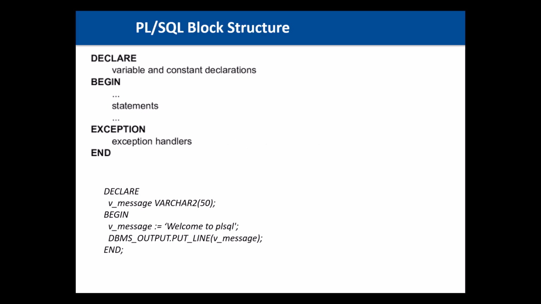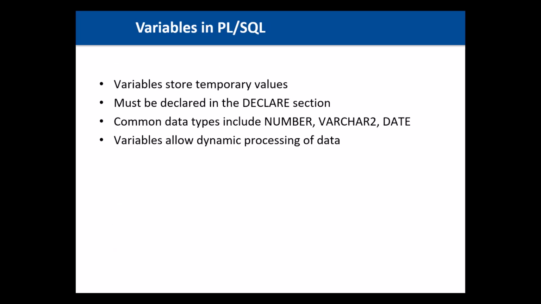So as per our previous slide, in the declare part we can mention multiple variables and constants. And what are variables? A variable is a stored temporary value. If you are using a variable in any programming language, we can use it within the program. We can store temporary values and data in the variable. It must be declared in the declare section.